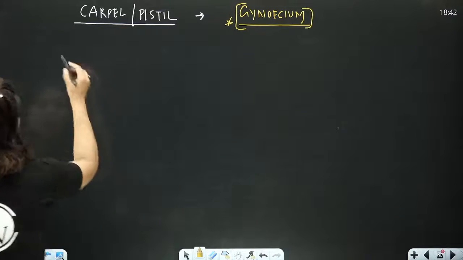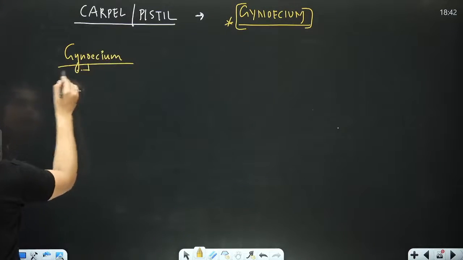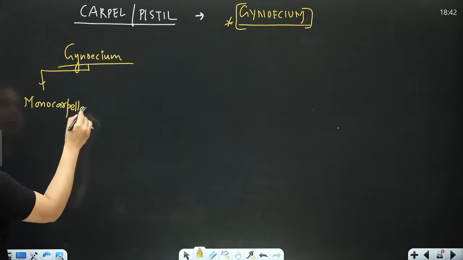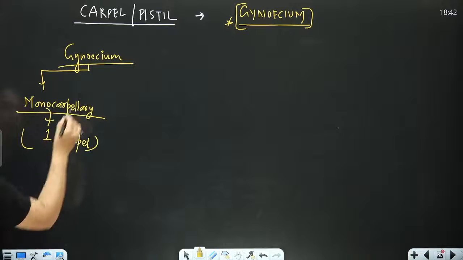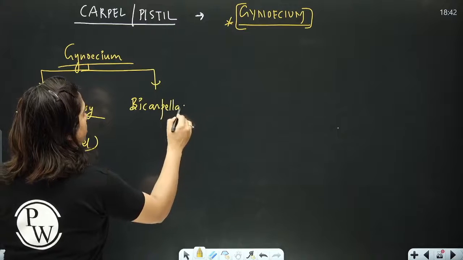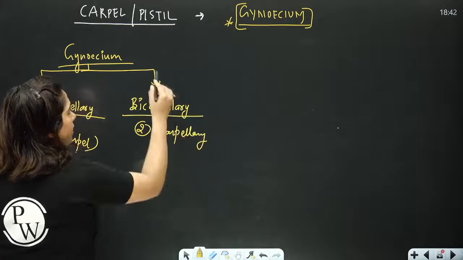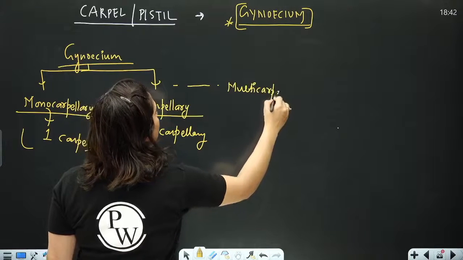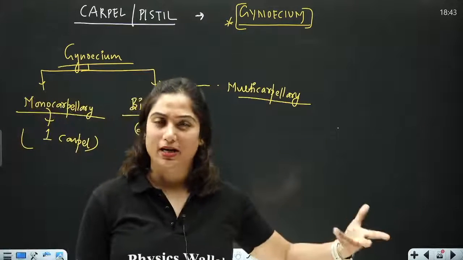According to NCERT, the gynoecium can be monocarpellary. Monocarpellary means the gynoecium contains only one carpel. But it can be bicarpellary if the gynoecium contains two carpels, tricarpellary, tetracarpellary, and so on. More than one carpel is counted as multicarpellary, that is tri, tetra, penta, right?